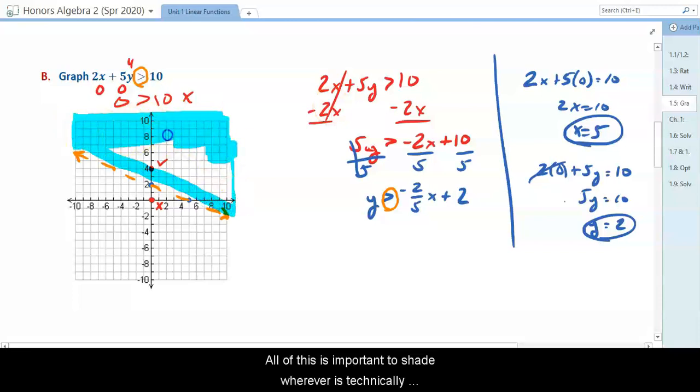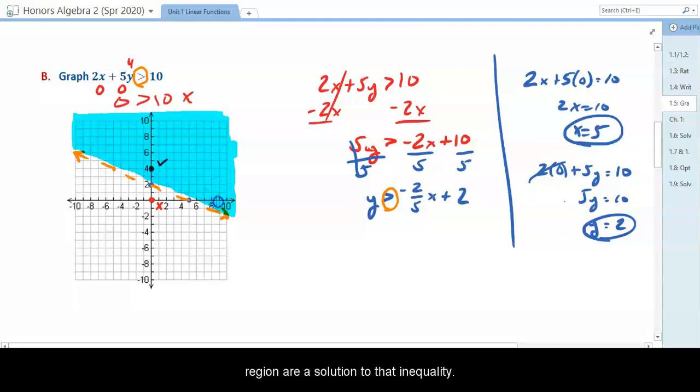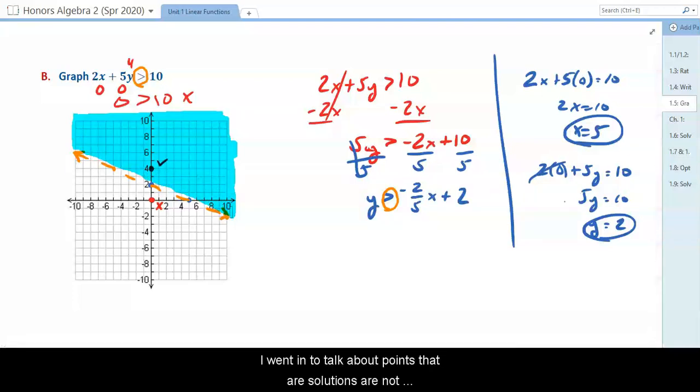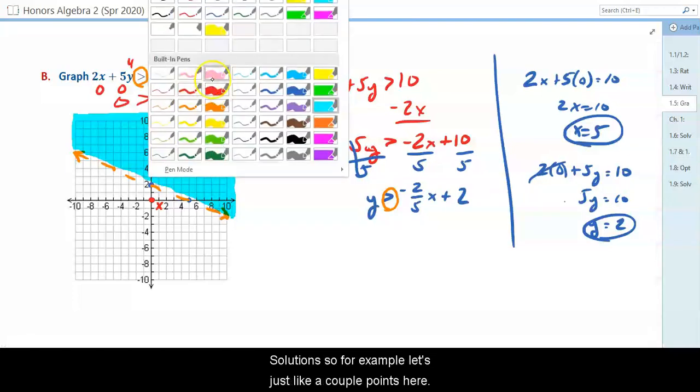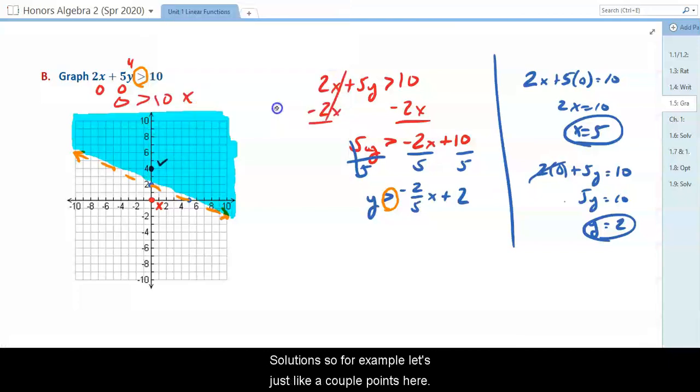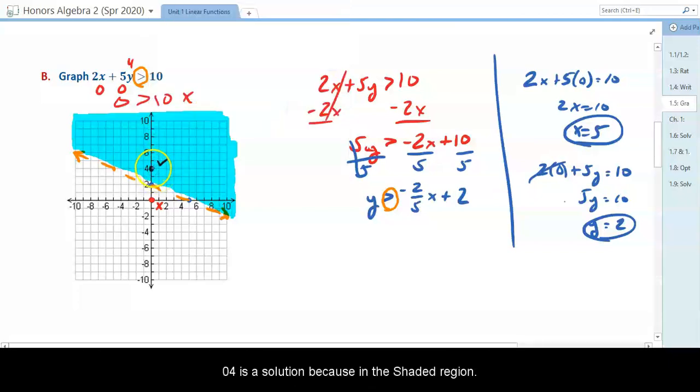And it's important to shade wherever is technically above the line, because any of these points in this shaded region are a solution to that inequality. Okay, and so talking about points that are solutions or are not solutions. So for example, let's just look at a couple points here. (0, 4) is a solution because it's in the shaded region.